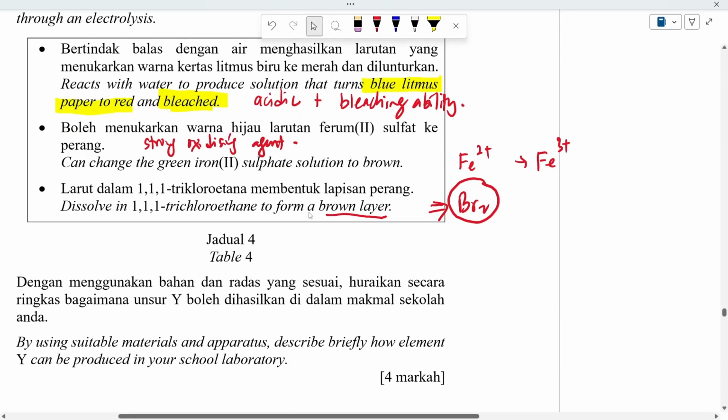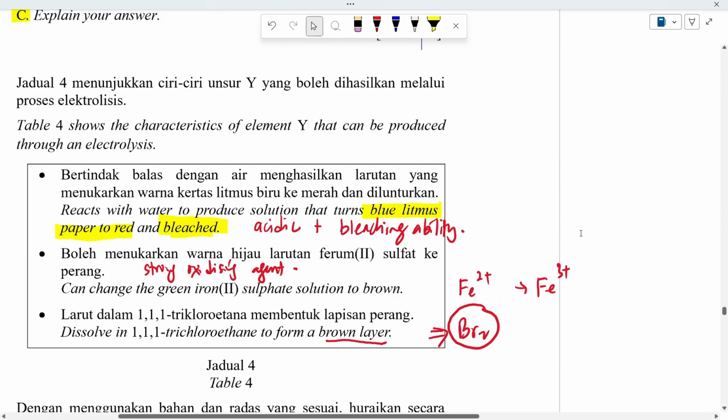Now, by using suitable materials and apparatus, describe briefly how element Y can be produced in your school laboratory. It depends on what you use actually. Is the molten state or aqueous state mentioned? No, right? So you can use either one. Class, which one do you want to use, the molten state or the aqueous state? Actually, it's up to you.